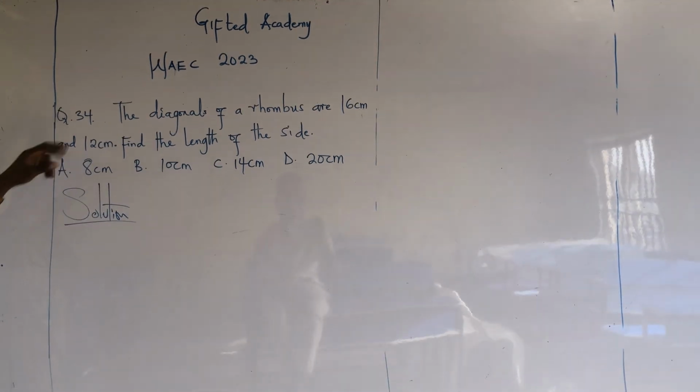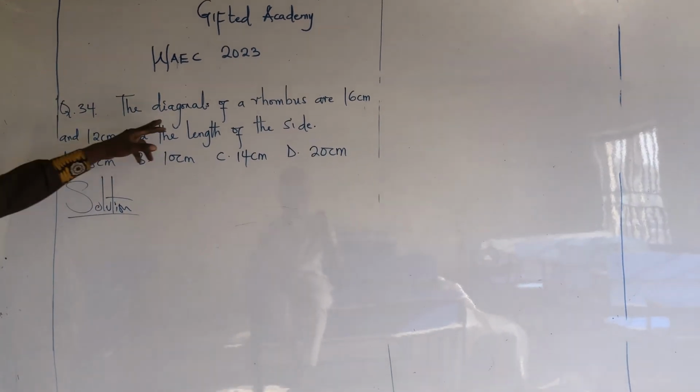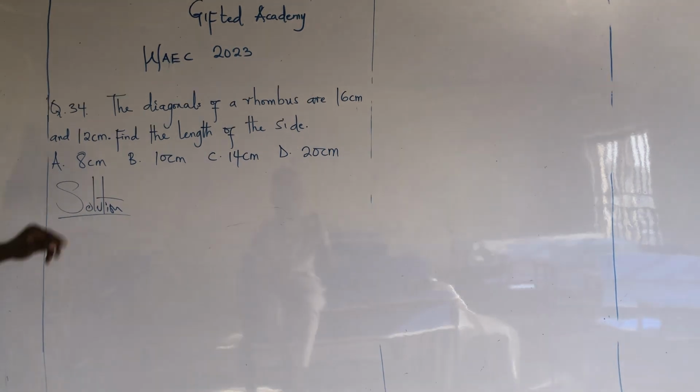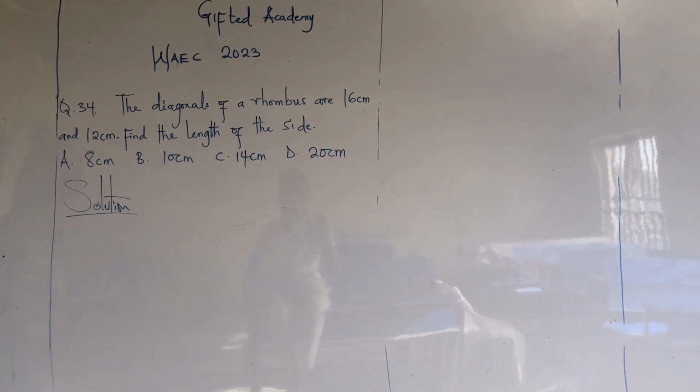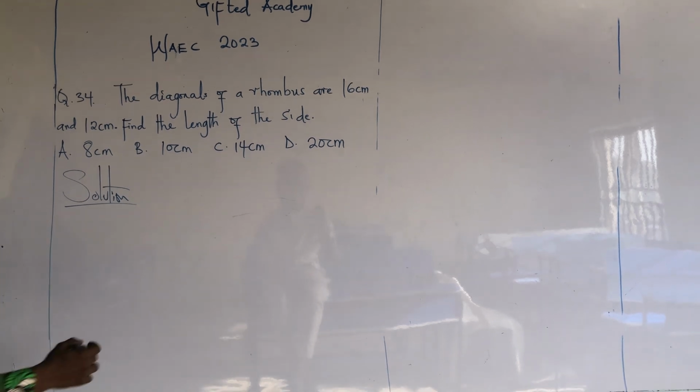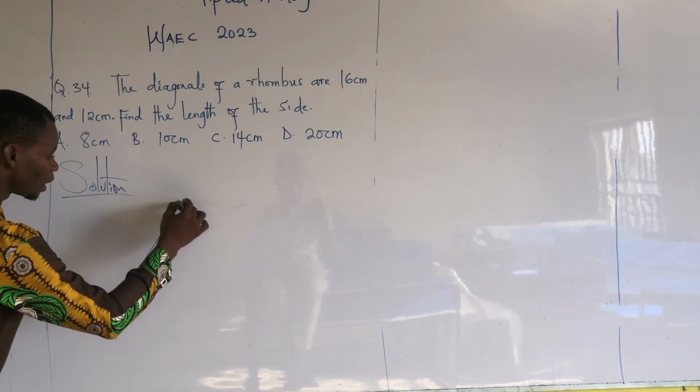And here's question number 34. So the question states that the diagonals of a rhombus are 16 centimeter and 12 centimeter. Find the length of the side. Now here's a rhombus. A rhombus is like a kite in shape. And if you look at the shape, this is how a rhombus looks like.